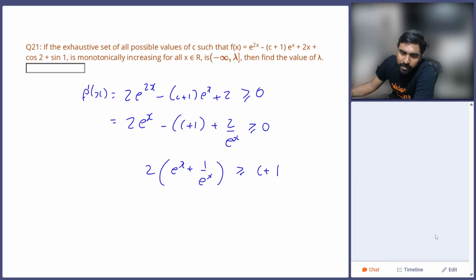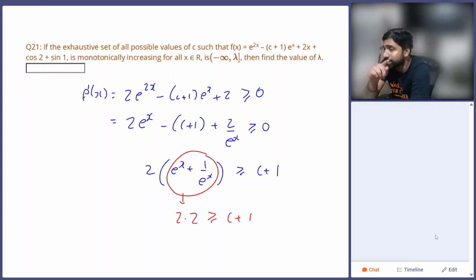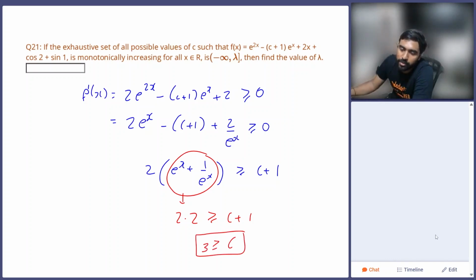Now e power x plus 1 upon e power x, I know the minimum value is what? What is the minimum value of this expression? It is 2. So c plus 1, it has to be always less than this minimum value. It has to be less than this minimum value for certain. So that means I can say that c should always be less than or equal to 3. This is the minimum required condition over here, because if c becomes bigger than 3, then at that minimum value of e power x plus 1 upon e power x, it is not going to be bigger than c plus 1. So c should be always less than or equal to 3. That's why minus infinity comma 3 will be the set of values of c.